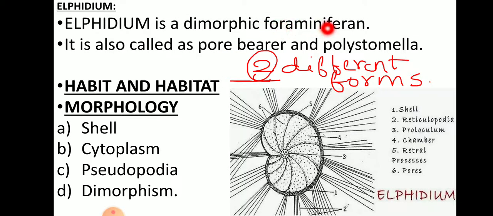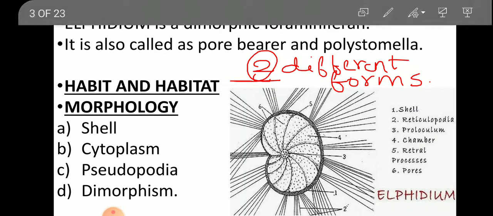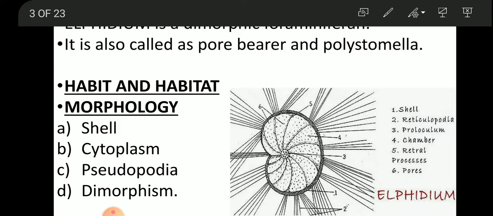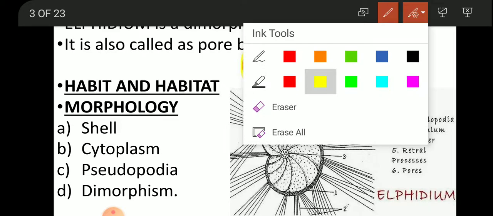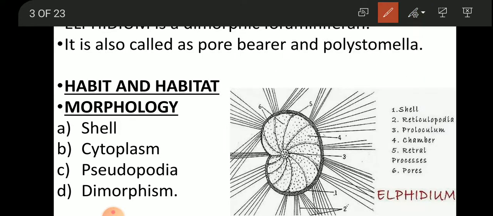And what is meant by foraminiferin? Foraminiferin means the organisms, the protozoans, which have only a single cell and the whole body is covered by a hard shell. They only have one cell in their whole body, and their entire body is covered by a thick and hard shell. Those organisms are called foraminiferin.